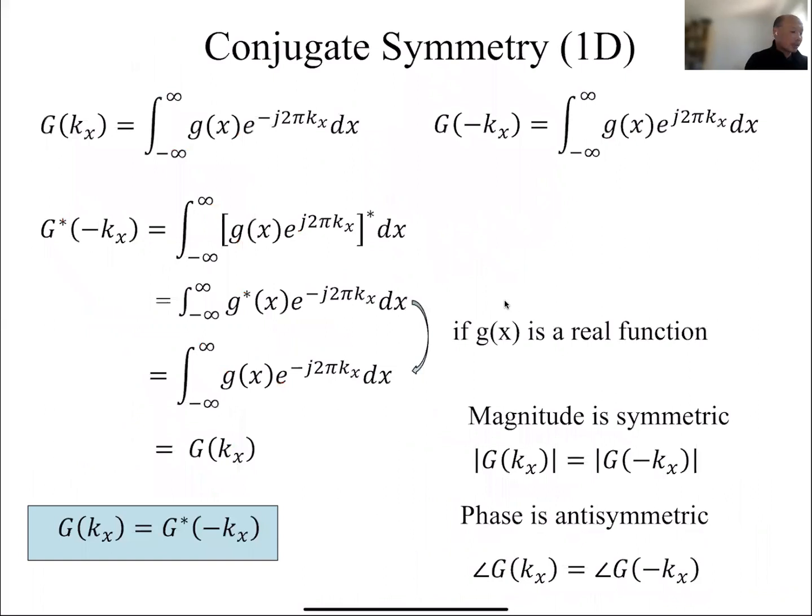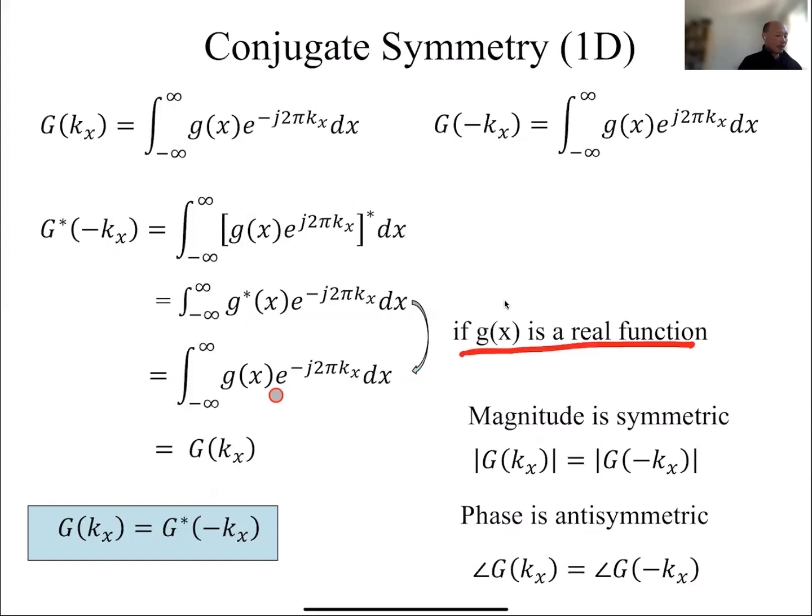Another important property is conjugate symmetry, which is if I have g(x) defined like this, and I consider the complex conjugate g*(−kx), it turns out that equals g(kx). So this means that g(kx) is equal to the complex conjugate of g(−kx). This happens if g(x) is a real function. That's going to be important. This is one way we can speed up MR acquisition later, because if we know that the positive frequencies are related to the negative frequencies, then we can acquire only some of the positive frequencies and we don't have to acquire as much data.